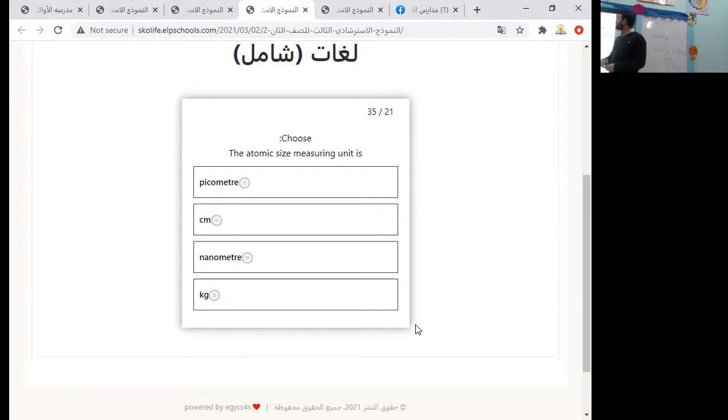The atomic size measuring unit. As we know, the atomic size of atoms or elements is very, very tiny, and it is measured in picometer, which equals 10 to the power minus 12 of a meter. So the answer is picometer, the first one.